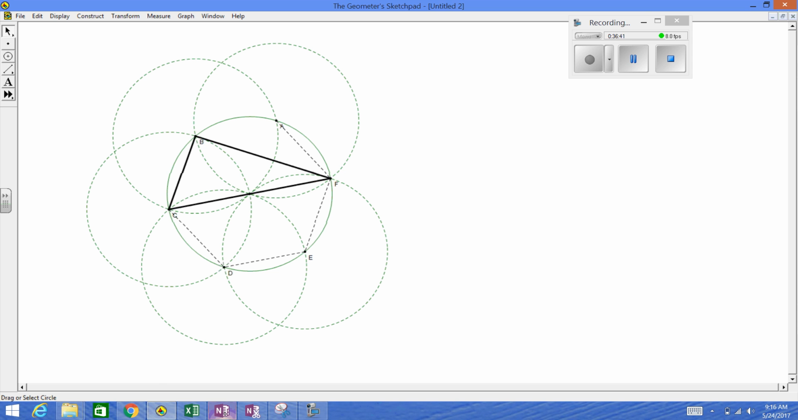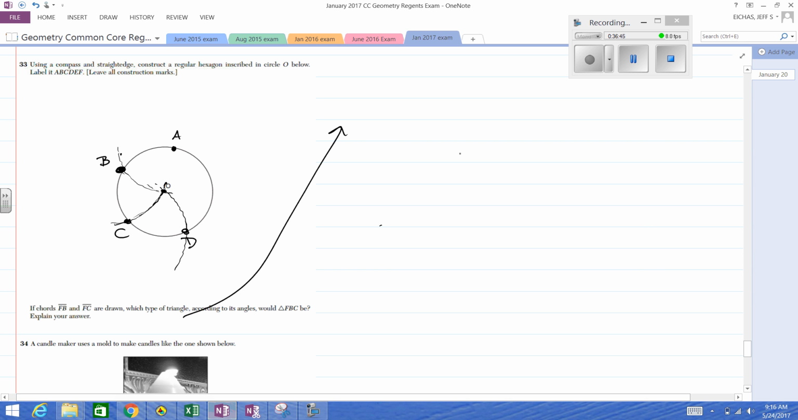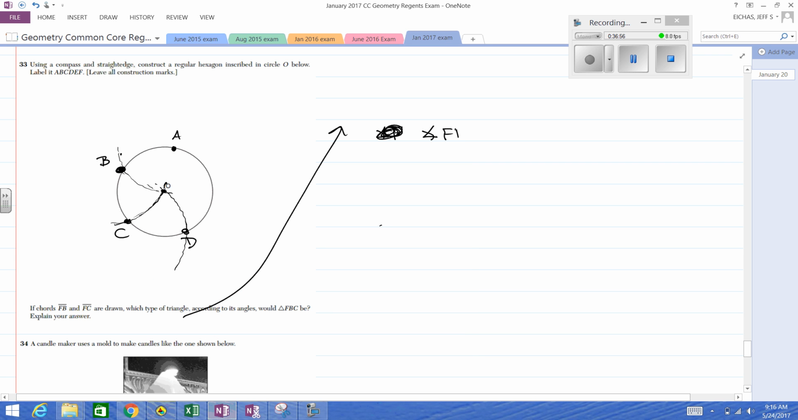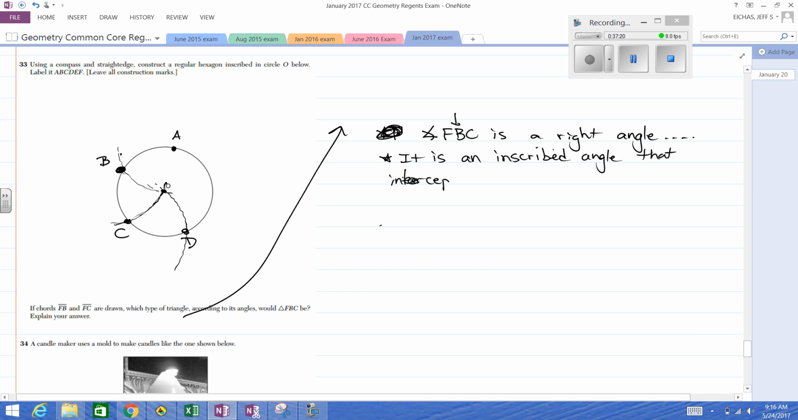So now we're going to come back over to here, and we're just answering this question. Angle FBC, so it's actually angle B, is a right angle. Let's explain why. It is an inscribed angle that opens or intercepts a semicircle, which is arc FC.